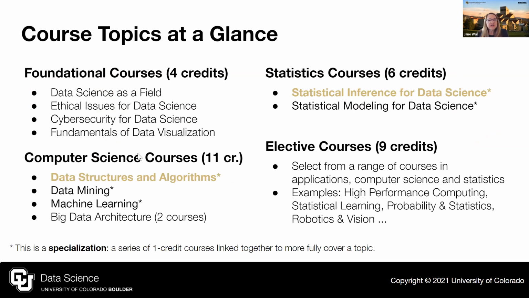Now, this is a list of topics you will study in the degree. You can also find this on our website under curriculum. Note that the topics with an asterisk are actually what we call specializations. Specializations are a series of 1-credit courses that are linked together to cover a topic in depth. Most specializations have 3 courses, and the specializations that are in gold type, those are the pathway specializations. So you will most likely start with one of those subject areas.